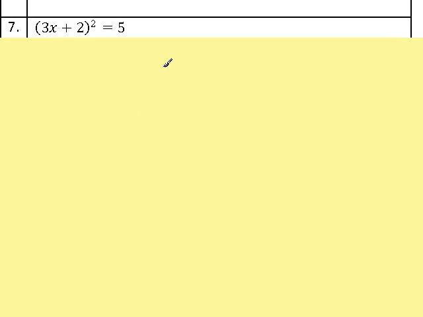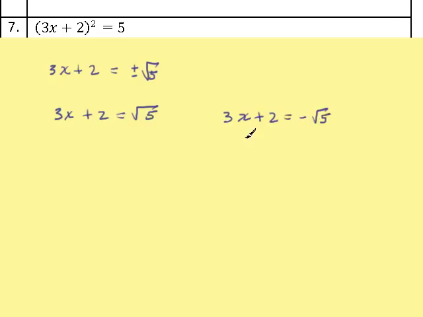Number 7 is of the same form, something squared equal to a number. So take the plus minus square root. On the left we have just 3x plus 2, and on the right plus or minus square root 5. So here we are left with a square root in the solution. All right, let's break this up into 3x plus 2 is equal to square root 5, and 3x plus 2 is equal to minus square root 5.